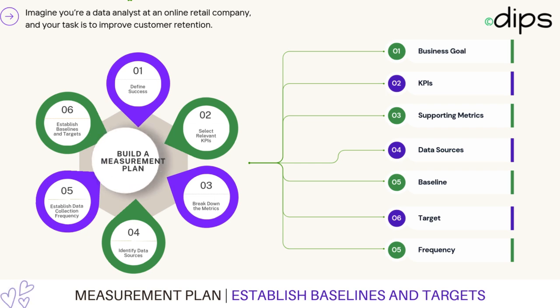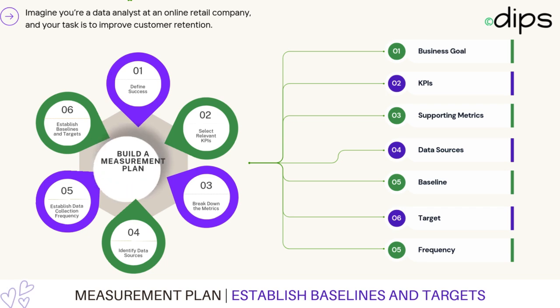Data sources: use data from your CRM for purchase history, survey tools for customer satisfaction, and delivery software for shipping times. Baseline: the current churn rate is 15%, with an average of 1.2 purchases per month. Target: your goal is to reduce the churn rate to 10% and increase purchase frequency to 1.5 purchases per month within 6 months. Frequency: track churn and purchases weekly, and review customer feedback and satisfaction monthly.